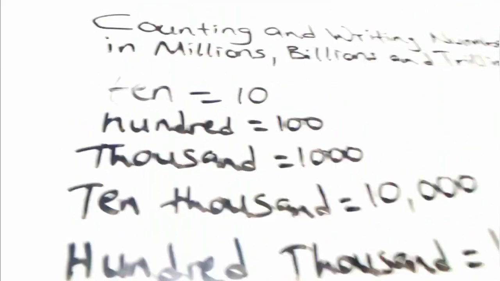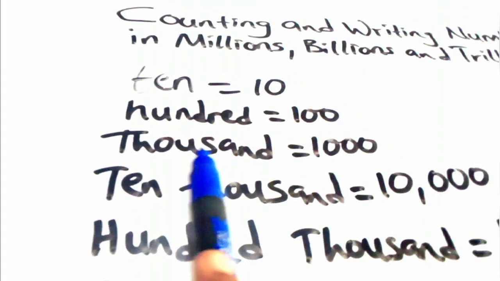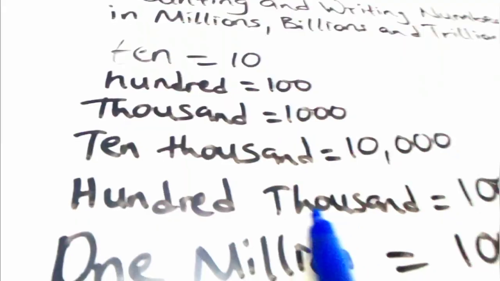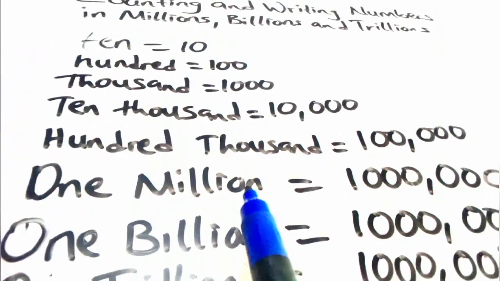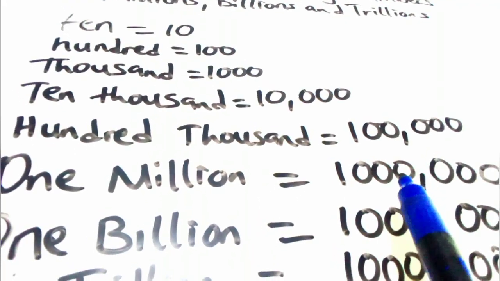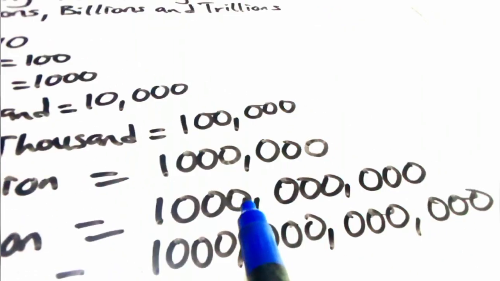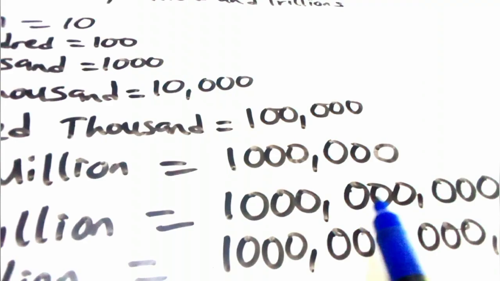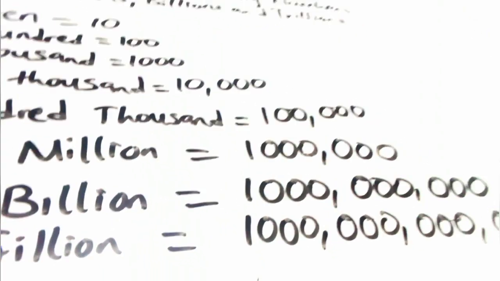So let's remind ourselves what we know. This is 10. You see how to write 10 in numbers. 1,000 has 3 zeros. 10,000 has 4 zeros. 100,000 has 5 zeros. Then 1 million has 6 zeros. 1 billion has 9 zeros. Count it: 1, 2, 3, 4, 5, 6, 7, 8, 9. And trillion has how many zeros? 1 trillion has 12 zeros.